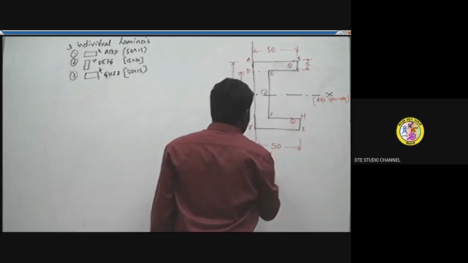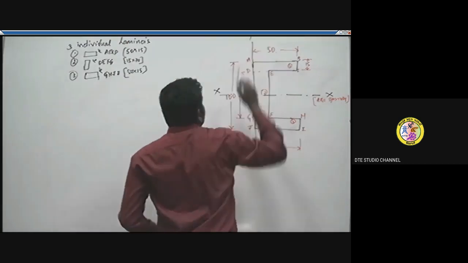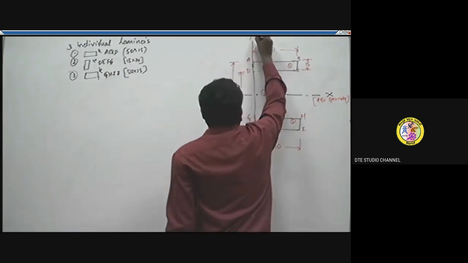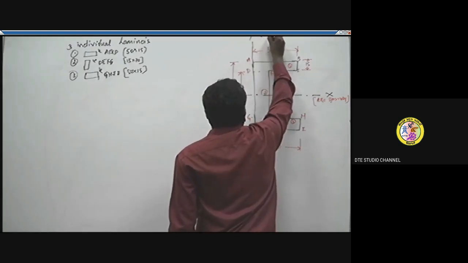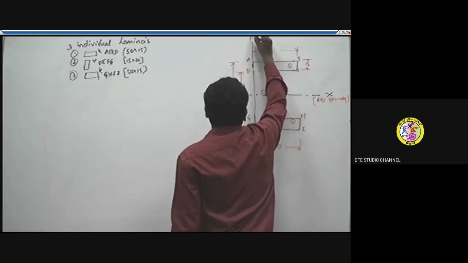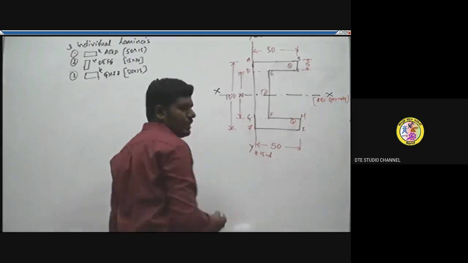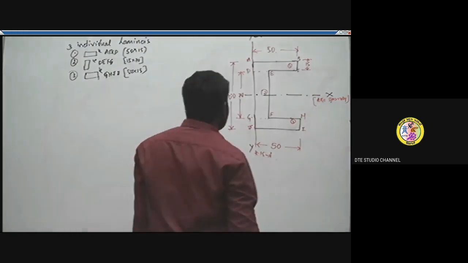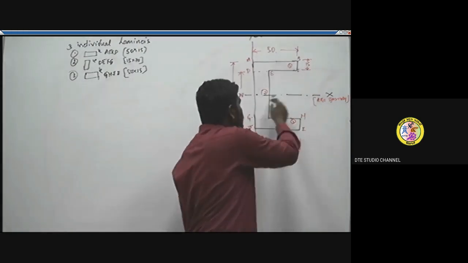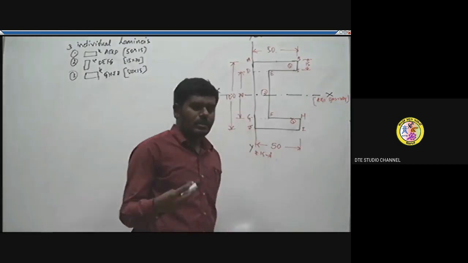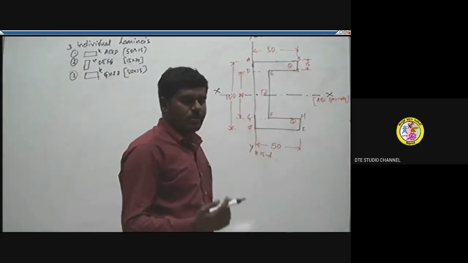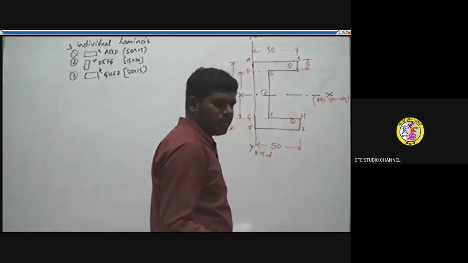So this is y. I'll write, this is a reference axis. I'm writing, the leftmost line of this channel section is considered as the axis of reference. Then let's find out the x coordinates of this channel section in order to determine the location of the centroid for the channel section.